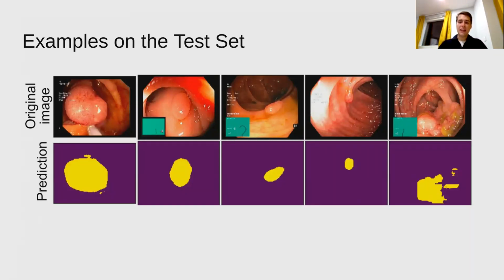Here are some of the examples on the test set. We didn't have the ground truth segmentation mask, but visual inspection suggests that our algorithm can accurately predict most protruded polyps. However, the method confuses the large polyp structure with the colon folds in the right example.